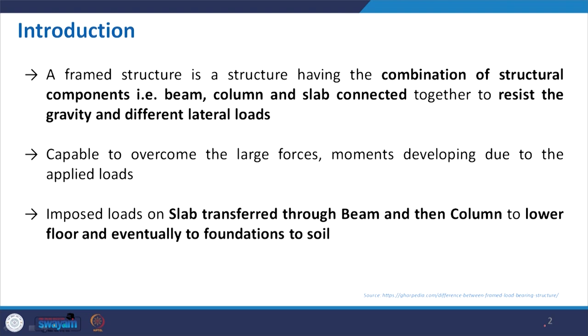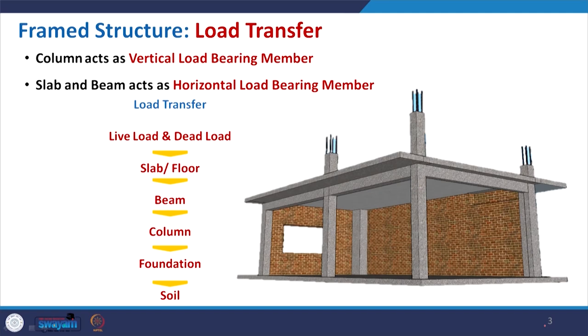The imposed loads on slab transfer through the beam and column to the foundation, as I already mentioned. Here, if you see a typical schematic of the frame structure, though I have shown you the wall, these are not load bearing walls. They are just used to protect your interior from the outside environment. The loads imposed, the dead load, live load, all kinds of loads, are transferred from beam to column. For example, this is the slab, and I put some load on it. This will be transferred to the beam first, then the beam will transfer it to the column, the column will transfer it to the lower floor, and finally it will reach the foundation footing, which transmits the load to the soil. So, in this case, the column acts as a vertical load bearing member.